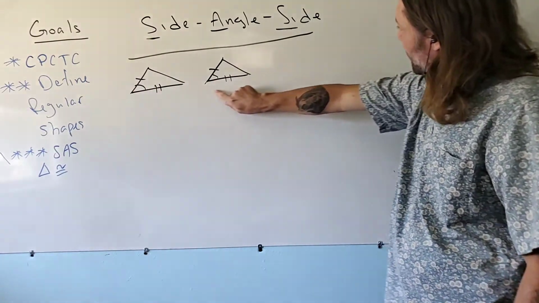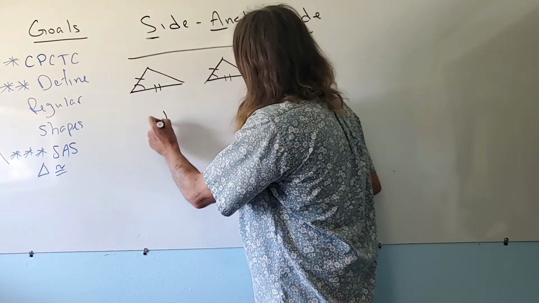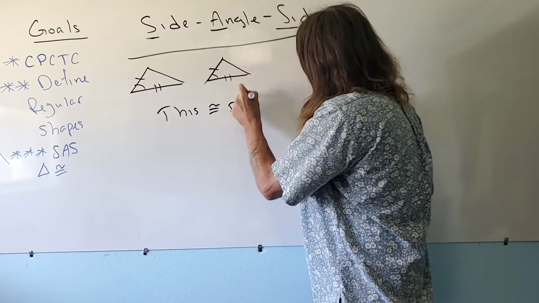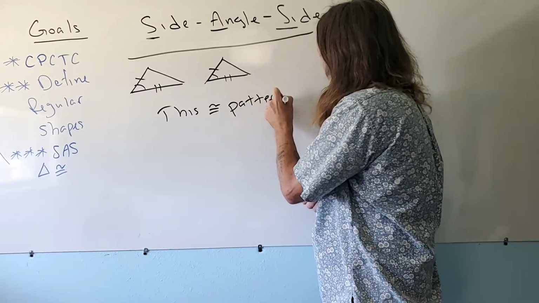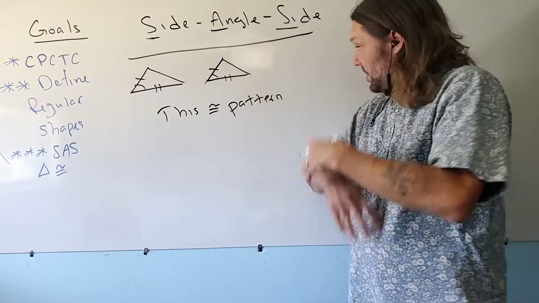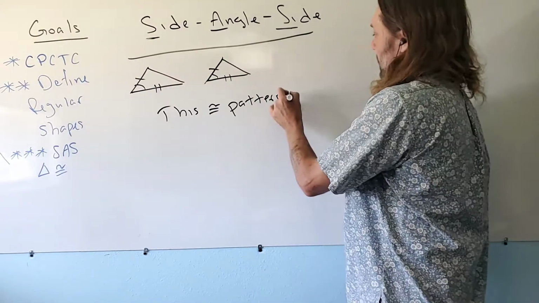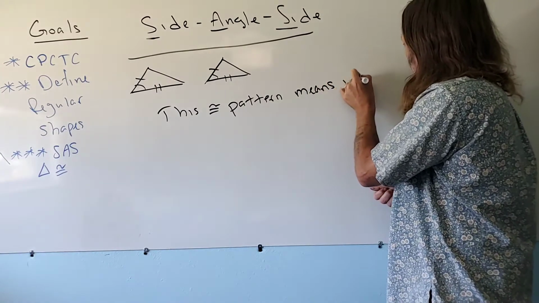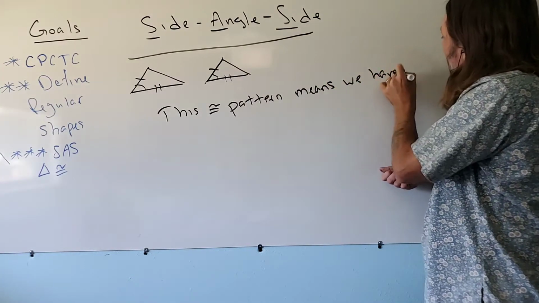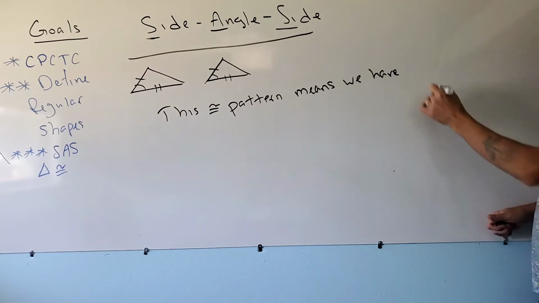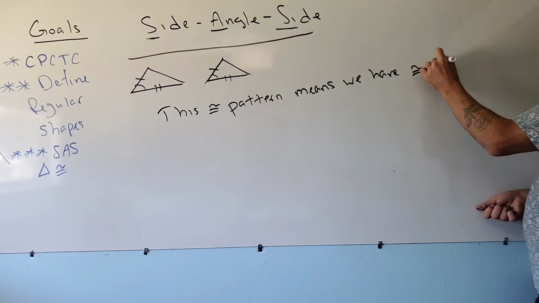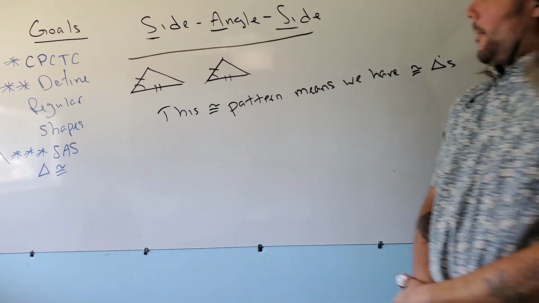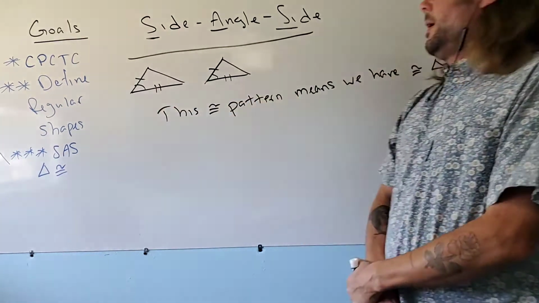Okay, so this congruence pattern allows us to conclude that the two triangles themselves must be identical. So this is what we're looking for.